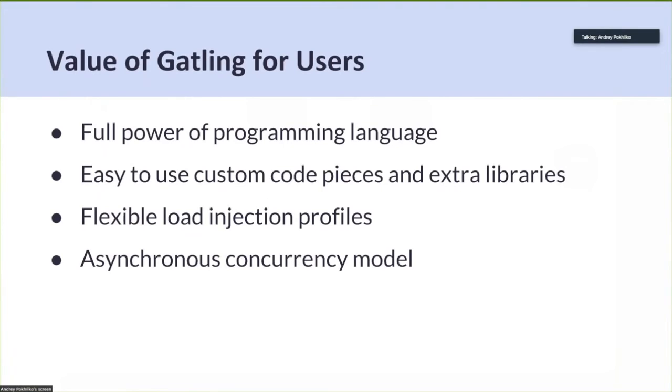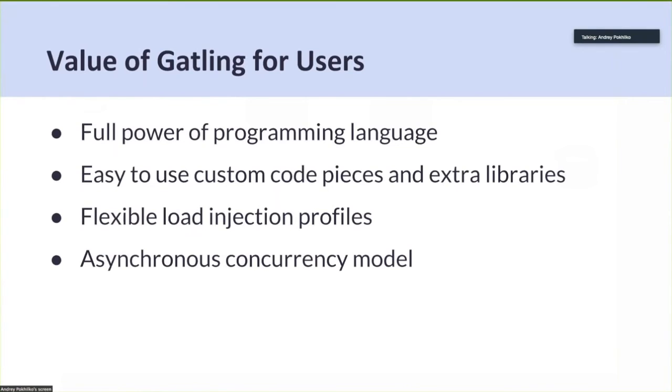Also, I should say that Gatling is really good with the flexibility of load injection profiles. Out of the box, its capabilities are superior to JMeter's. The only thing that can compare to Gatling is JMeter plus plugins. So if you add specific plugins for JMeter, then it will compare to what Gatling can do out of the box.